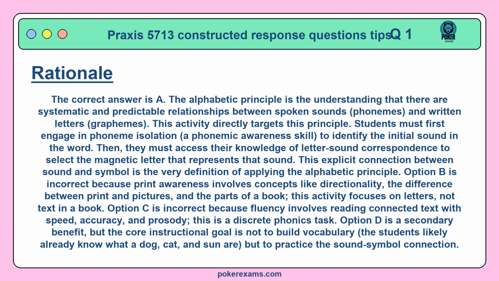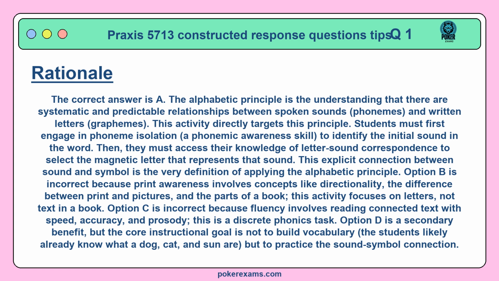Option B is incorrect because print awareness involves concepts like directionality, the difference between print and pictures, and the parts of a book. This activity focuses on letters, not text in a book. Option C is incorrect because fluency involves reading connected text with speed, accuracy, and prosody. This is a discrete phonics task.